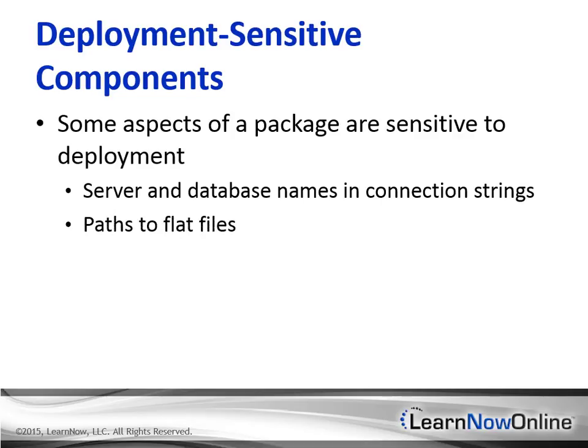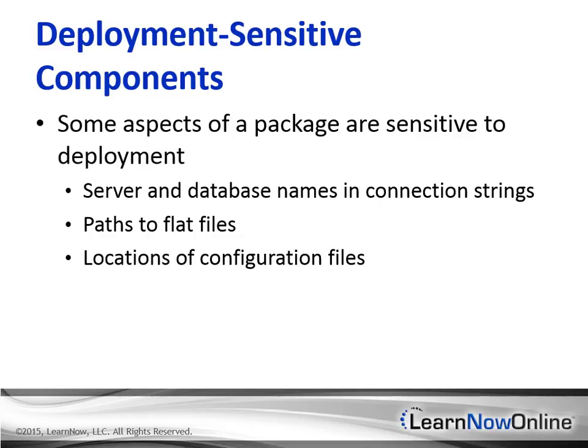You also need to consider flat file paths. Paths to import or export flat file locations may not be the same in the production environment as they are in the development or even the testing environment. It's great if they are, but sometimes that's just not possible. A file path that points to a file under the C directory structure in development may be on a different drive letter in production, or you may require a change to a UNC, or Universal Naming Convention, path.